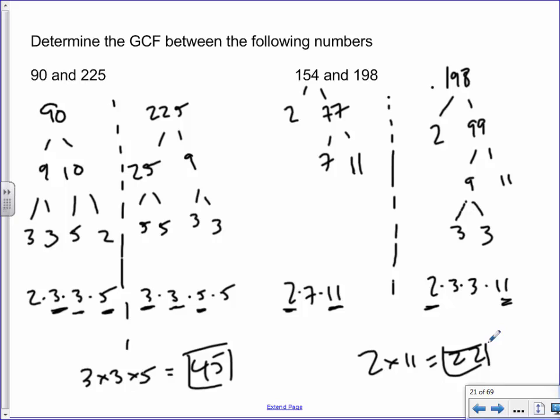Let me do that right now. What's with the times tables? Oh, I'm just re-putting together what's in common. So the 2 was on both, the 11 was on both. So then the lowest is 2 times 11.